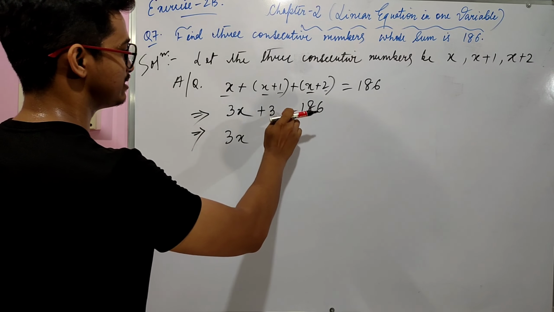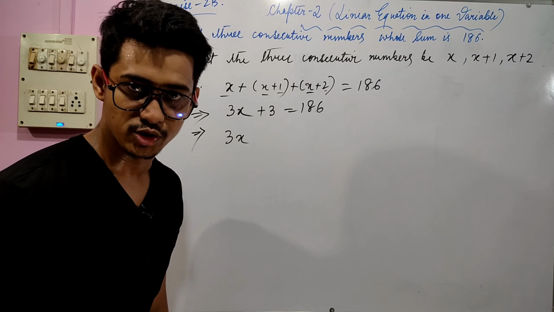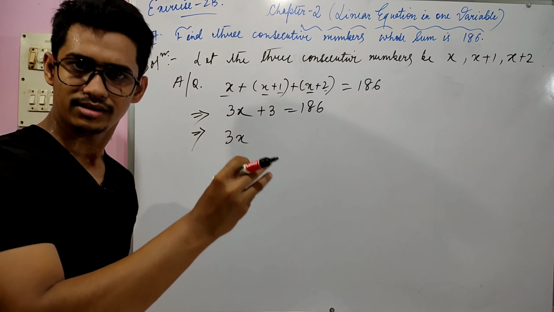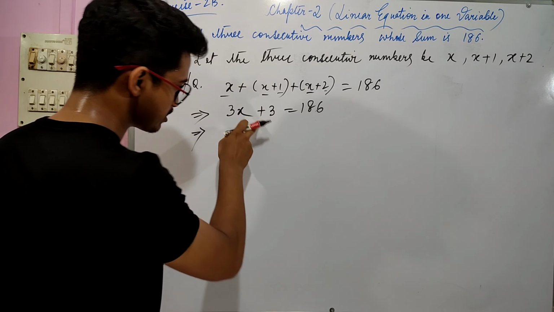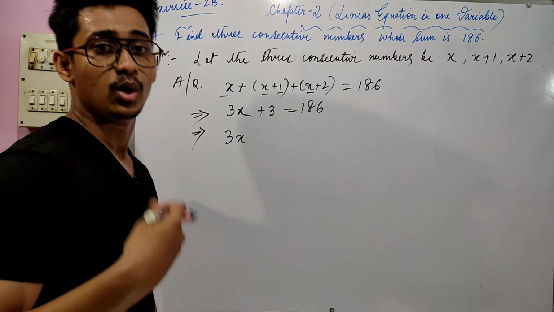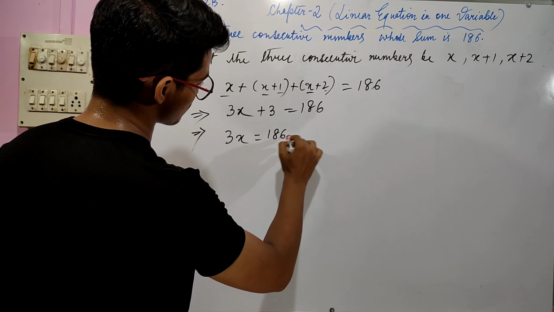What is the left hand side? This is the left hand side and this is the right hand side, and in between is the equal to part. So when a number goes from the left hand side towards the right hand side, here what is the sign? Basically plus. So when it goes towards the right hand side, what does it become? It becomes minus. So 186 minus 3.